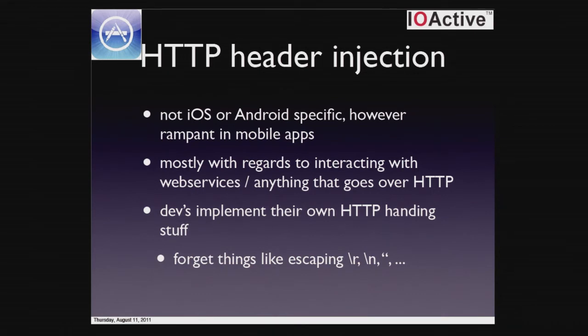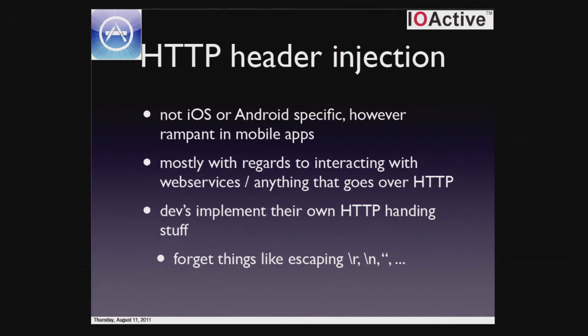Moving on to HTTP header injection. This is clearly not mobile specific, but it is incredibly common in web apps. Most mobile apps I've seen that do online stuff tend to talk to web services. And since web services go over HTTP, it's very common to see HTTP header injection bugs in the mobile clients. Basically, if the developer starts rolling their own HTTP client code, they're probably vulnerable.